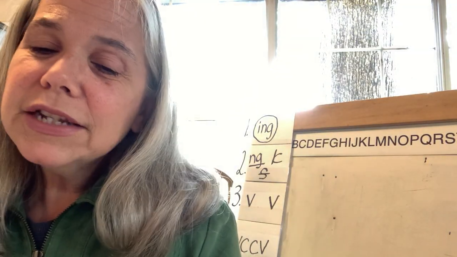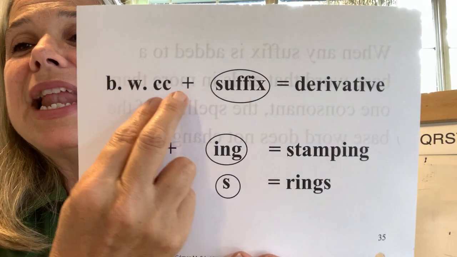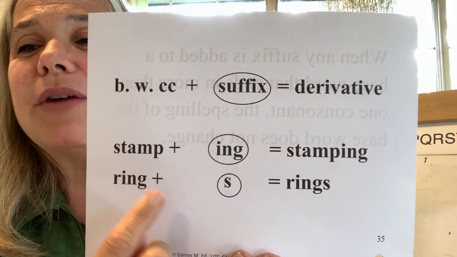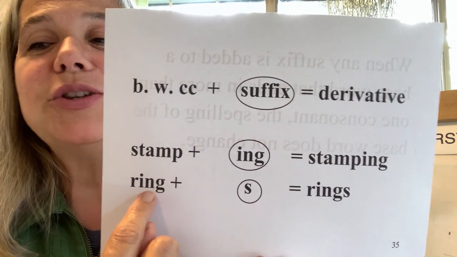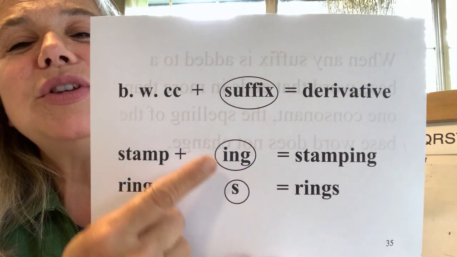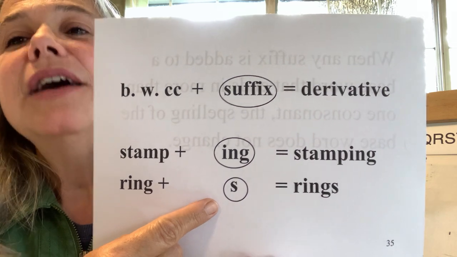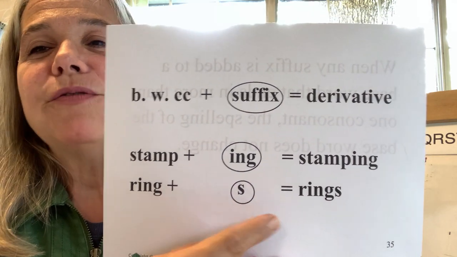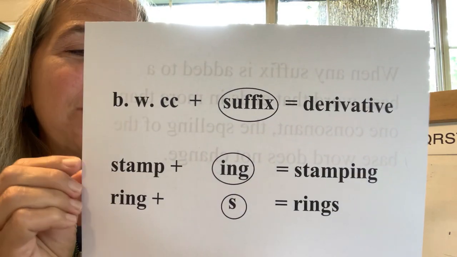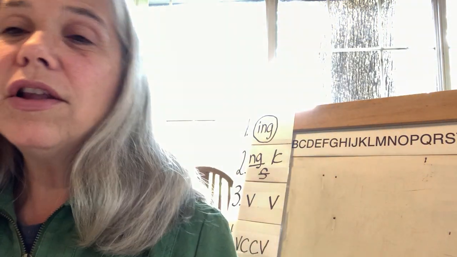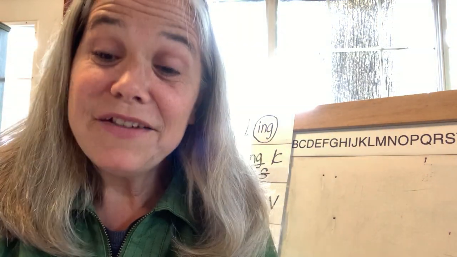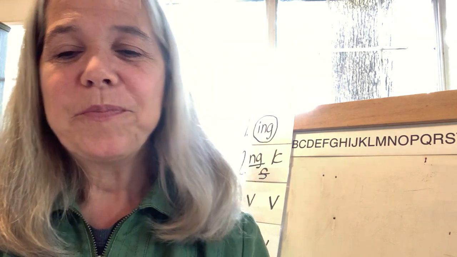We also know that when we have a base word that has two consonants at the very end, like in stamp, there's two consonants, ring, two consonants, when we want to add that suffix to make our derivative, we do not change the spelling of the base word. Let's go ahead and review all of the suffixes we already know.